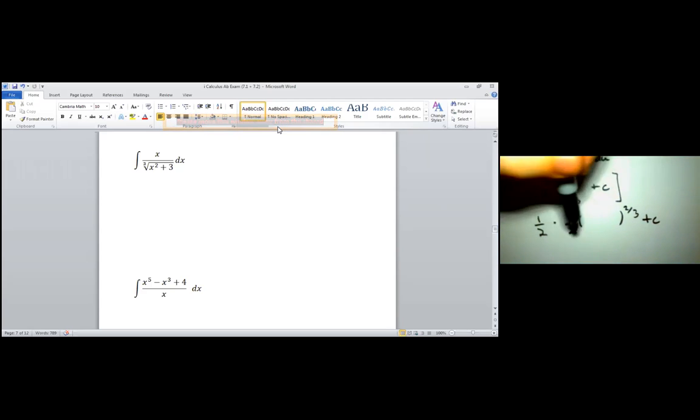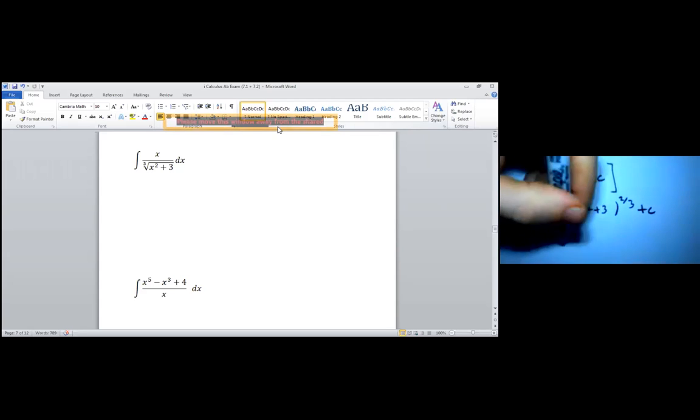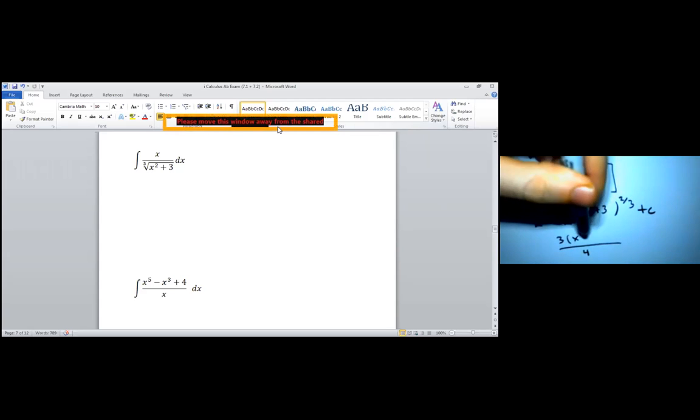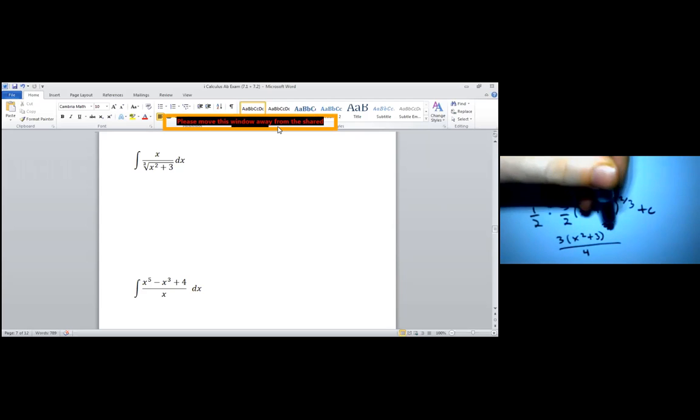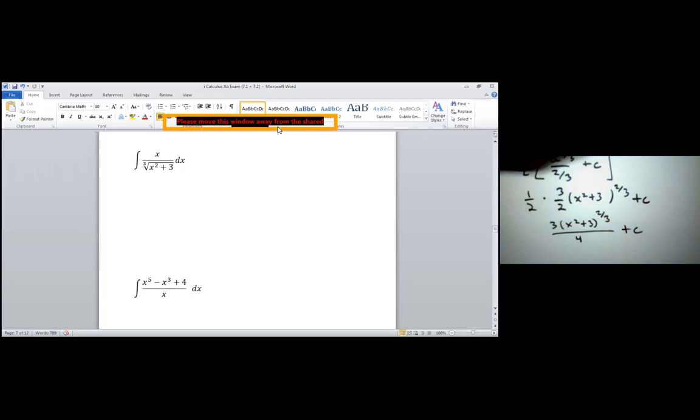And then we plug our u in to be x squared plus 3. Cleaning this up, you've got 3 over 4. So it's 3 over 4 times x squared plus 3 to the 2/3 plus c. Final answer. Anybody have any questions on that one? Okay.